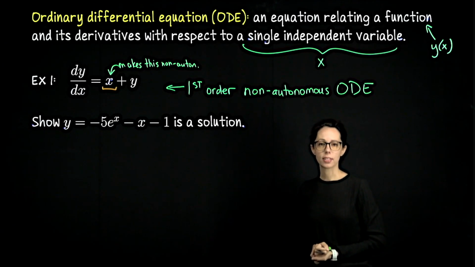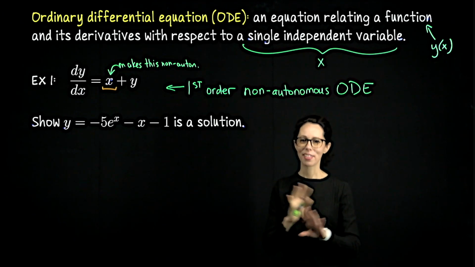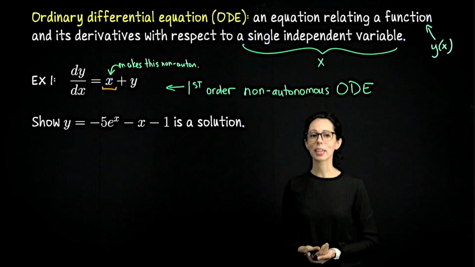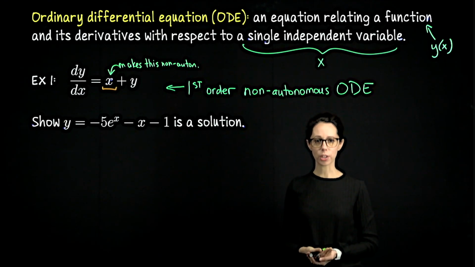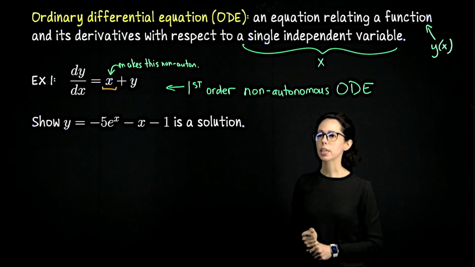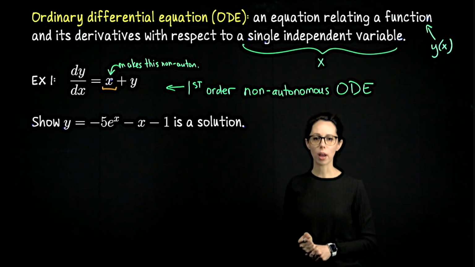Now we've classified this differential equation. I'm not going to tell you how to solve it in this video because that's kind of the point of the next few videos. I just want to present what it means to say that something is a solution to this kind of equation. So given this function, y is a function of x, in particular, y is negative 5 e to the x minus 1, let's show that this is a solution.